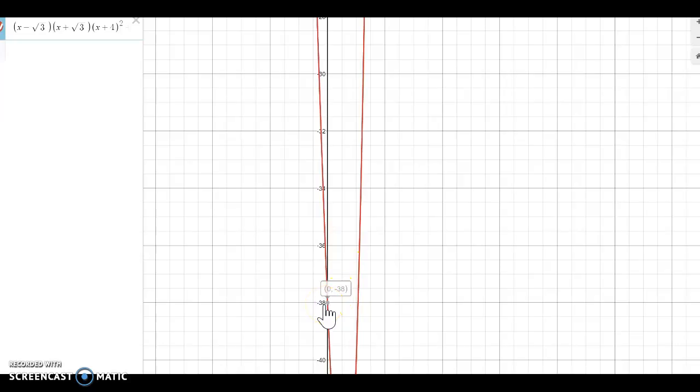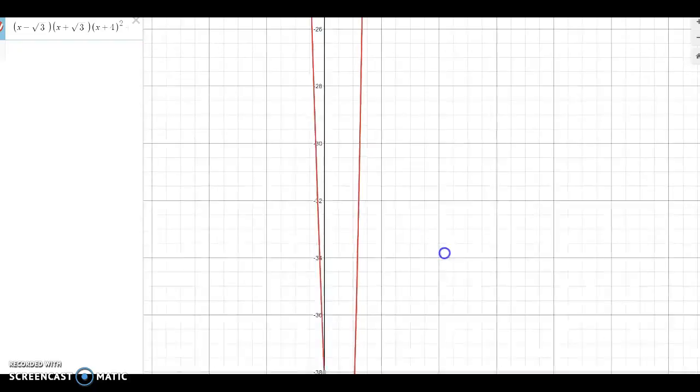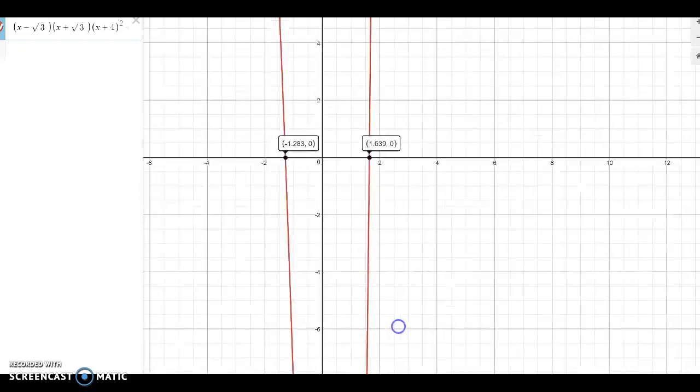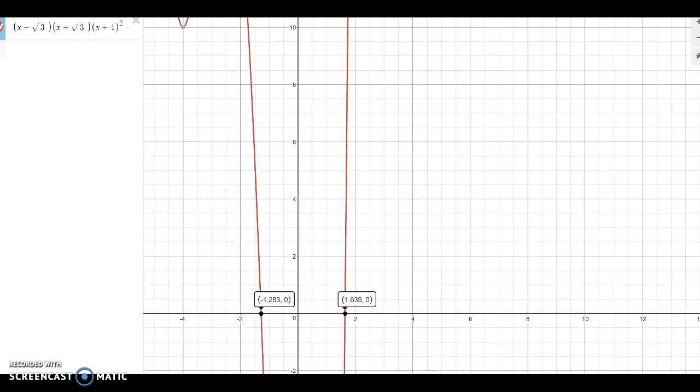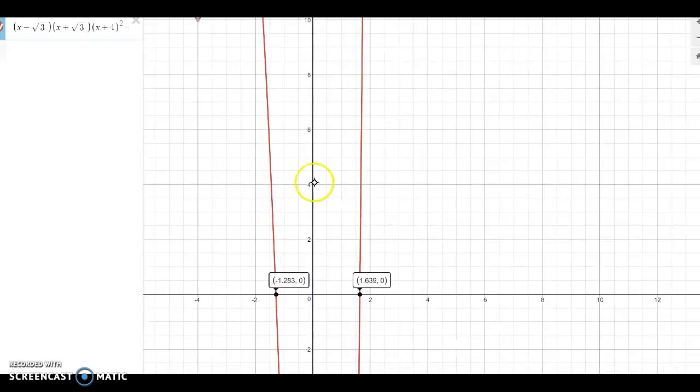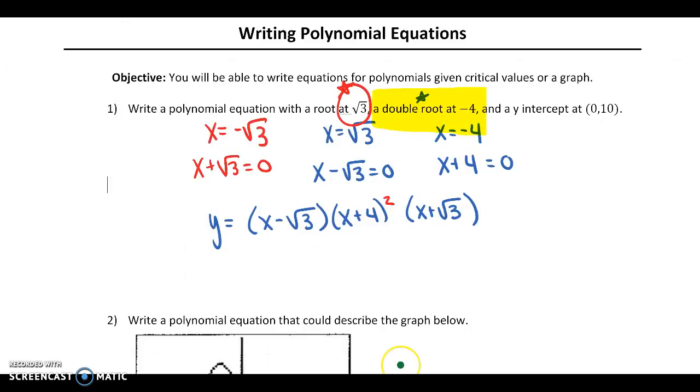So that means this graph is going to need to reflect over the x-axis. And then it's at negative 38, which is too tall, so it's going to need to shrink this graph down vertically. And all that is affected by our a value. So I don't know what number a is, but I can at least put an a there and use this y-intercept to figure out what that a is, because the y-intercept is just an x and a y value.